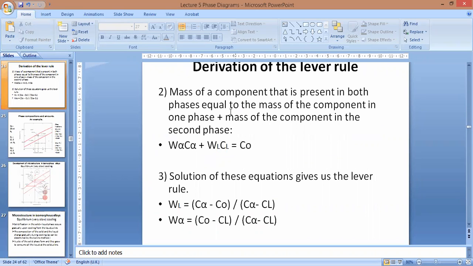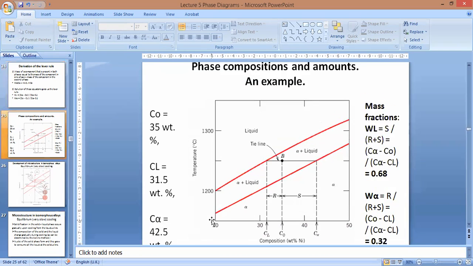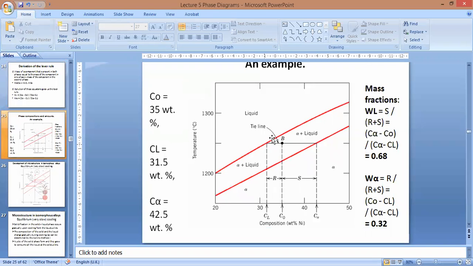I recommend Callister for this. It really explains them in detail, step by step. In case you're not able to catch it at the pace at which I'm going, you can simply go through Callister. It's a really good step-by-step illustration of this formula. Number 3, solution of these equations gives us the lever rule, and you have your formulas over there. What I explained, if you got it, is basically what this is.